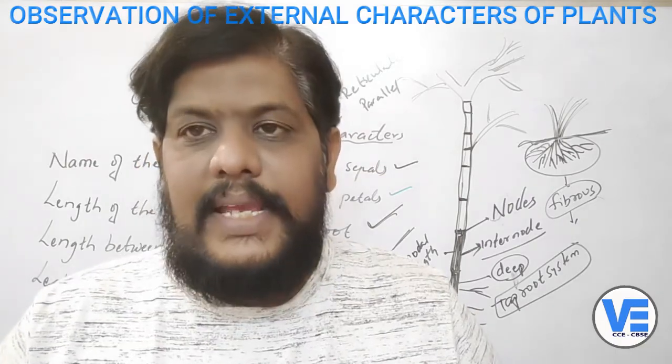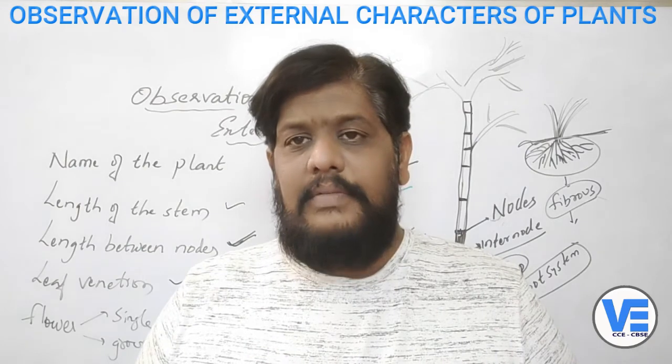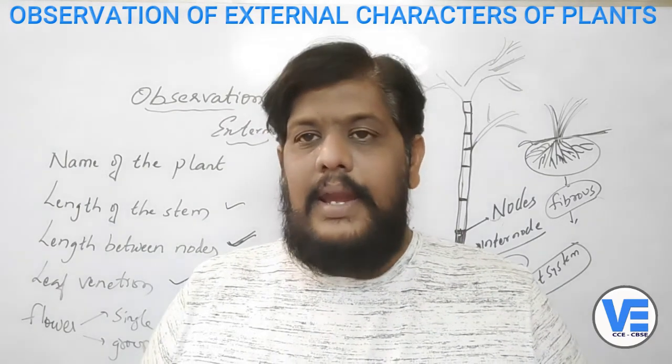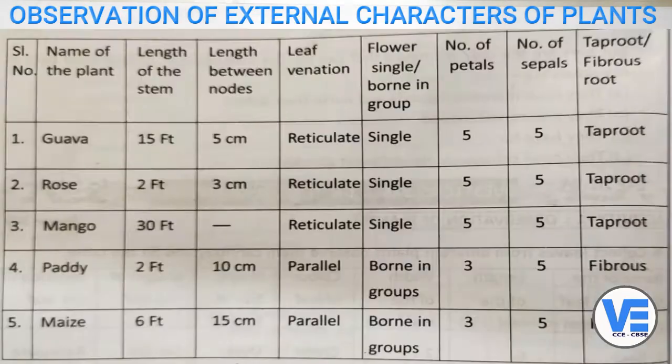Okay, children, as an example, I give you a small table where we have taken some 5 plants and how they vary in their characters. You can see on the screen. There are 5 different plants which are being taken. The first one is the guava, second one is the rose, third one is mango, fourth one is paddy, and fifth one is maize. These are the 5 plants we have taken.